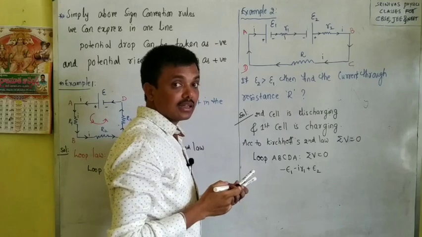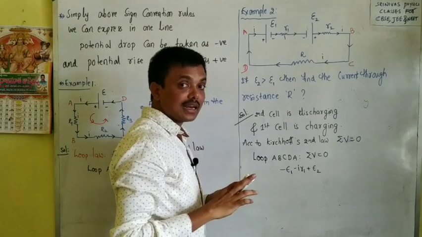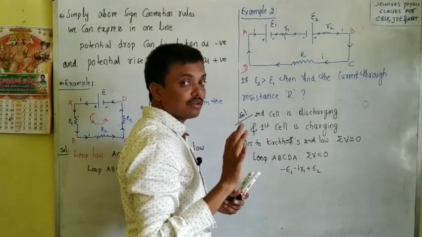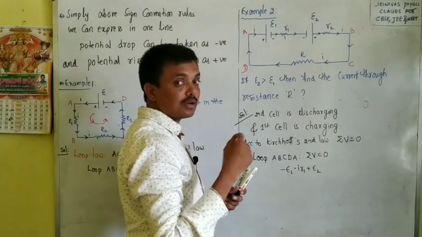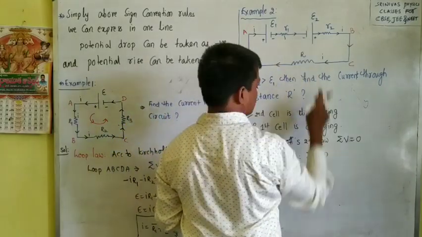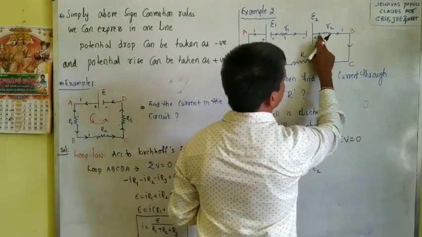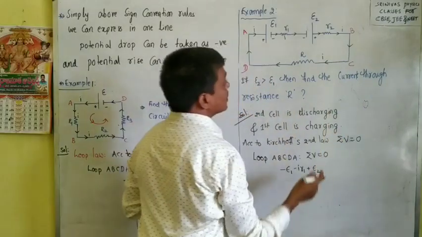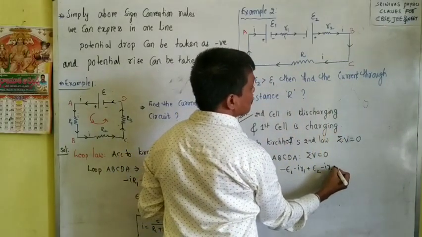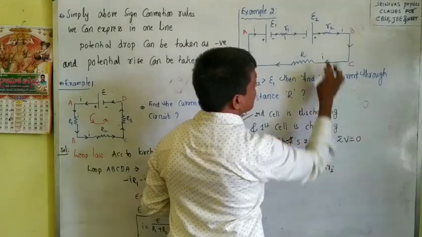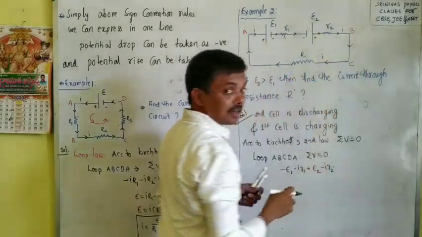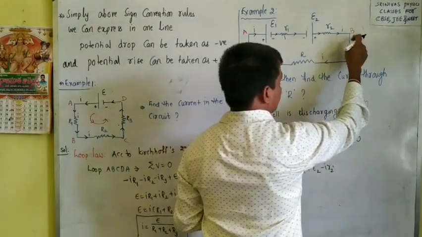While traveling in the closed path, if a cell comes, you have to check whether you are going from the positive terminal of the cell to the negative terminal or negative to positive. Next, negative to positive, plus E2 I get. Then again I am going across a resistance. Then minus IR2 we have to take, because we are going in the direction of the current. Minus IR2 we have to write.